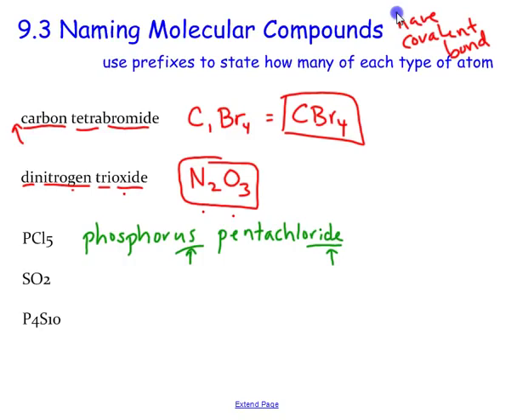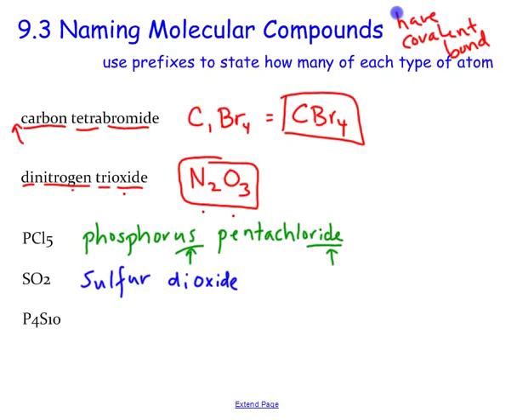The next one down, SO2. There's one sulfur. So we're going to start out by just writing sulfur. I see that there's O2. There's two oxygens. So the prefix for two is di. And then oxygen becomes oxide. So we dropped the Y on that one. So sulfur dioxide.